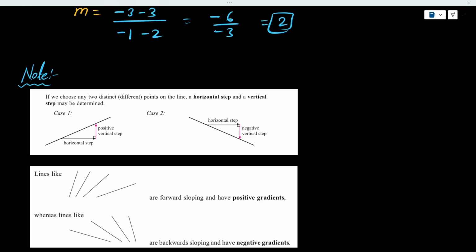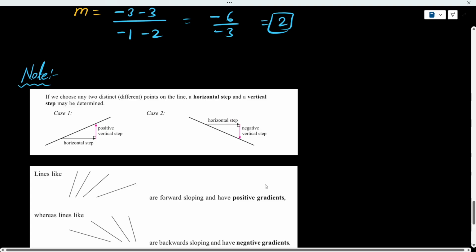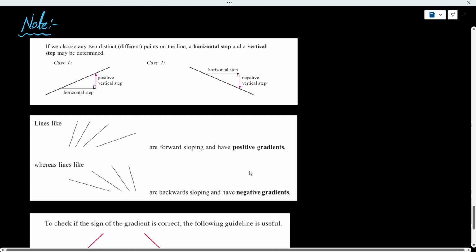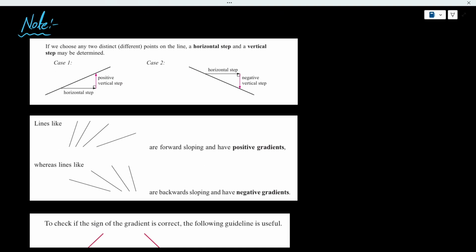Now, these are the pointers that you have to remember. It says if we choose any two distinct points on the line, a horizontal step and a vertical step may be determined. So there are always two cases. Either your gradient can be positive or your gradient can be negative. So, when do we get the positive gradient?